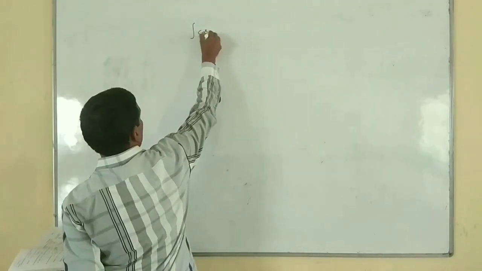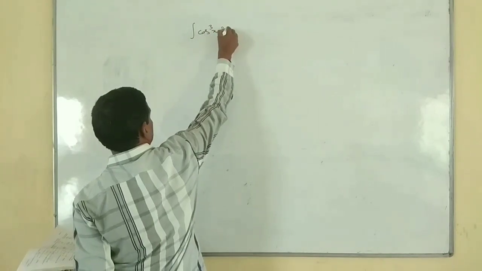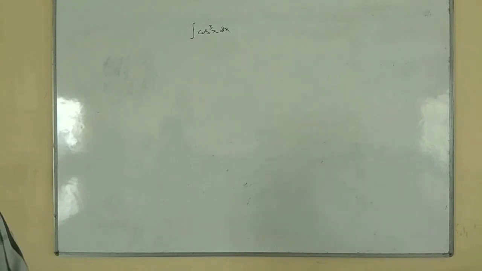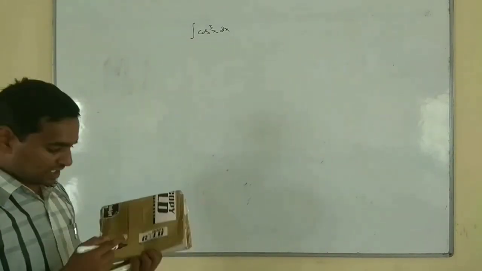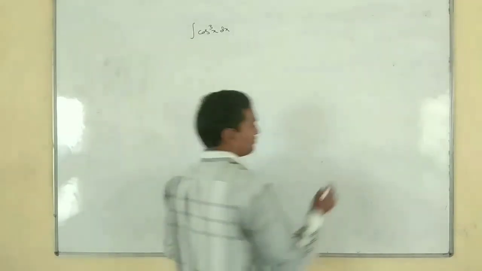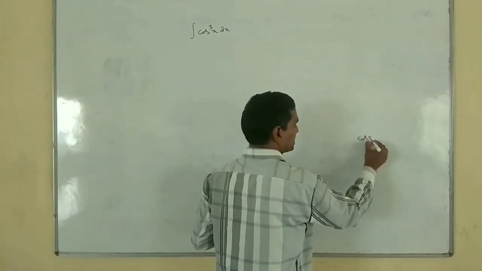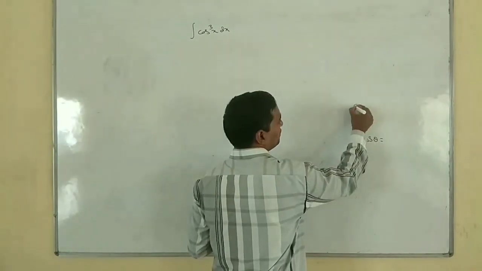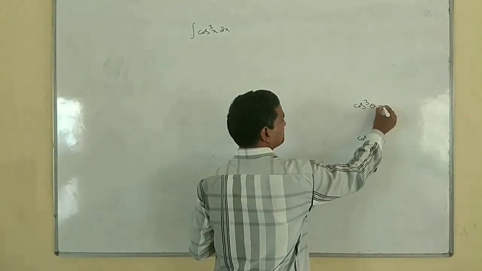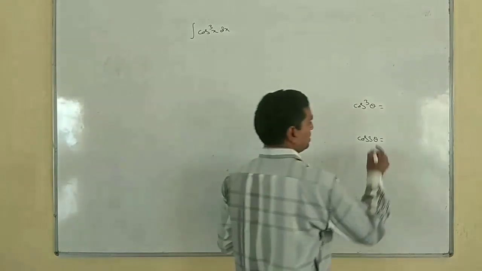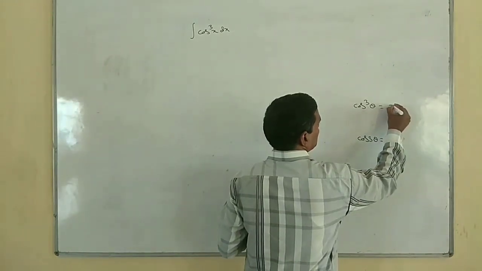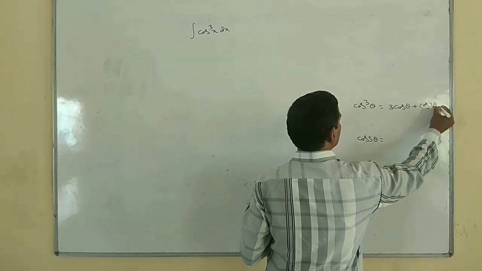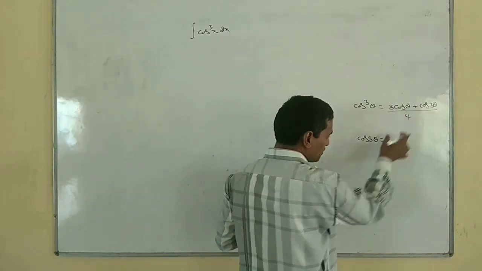Integration of cos cube x dx. Here it is the cos cube theta form. From cos 3 theta we can find out cos cube theta. What is the formula for cos cube theta? It is (3 cos theta plus cos 3 theta) by 4. This is derived from cos 3 theta.